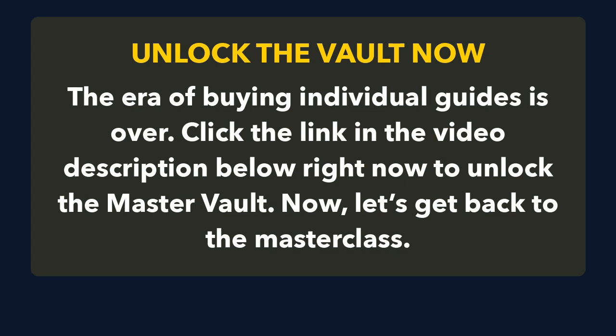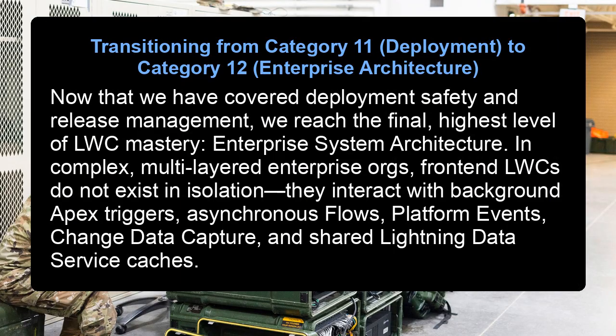Now, let's get back to the masterclass. Transitioning from Category 11 Deployment to Category 12 Enterprise Architecture. Now that we have covered deployment safety and release management, we reach the final, highest level of LWC mastery, Enterprise System Architecture. In complex, multi-layered enterprise orgs, front-end LWCs do not exist in isolation. They interact with background Apex triggers, asynchronous flows, platform events, change data capture, and shared Lightning data service caches.